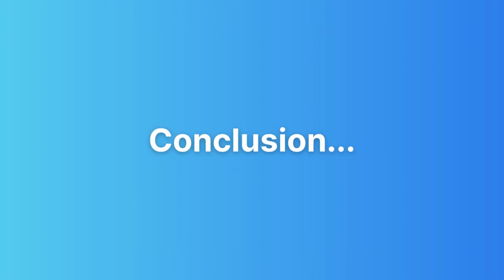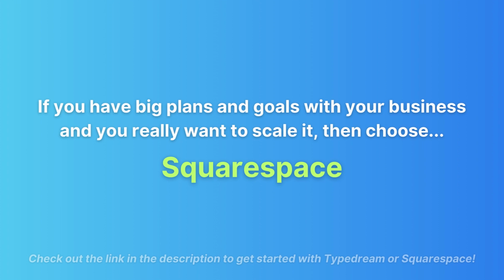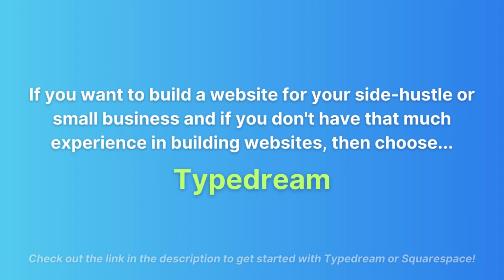All right, and now let's look at the conclusion. Remember what I said in the beginning: it all comes down to your needs. Decide which platform or software you want to use based on your needs. If you have really big plans and goals with your business and you really want to scale it, then choose Squarespace. But if you want to build a website for your side hustle or small business and you don't have that much experience in building websites, then choose Typedream.